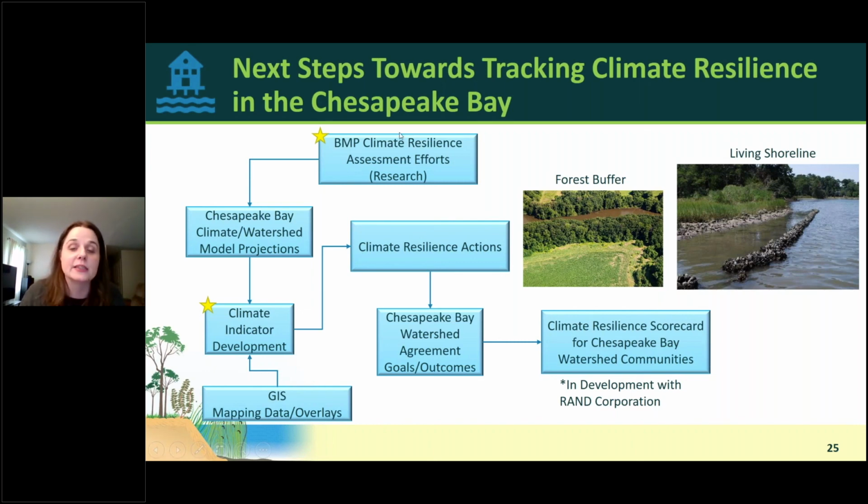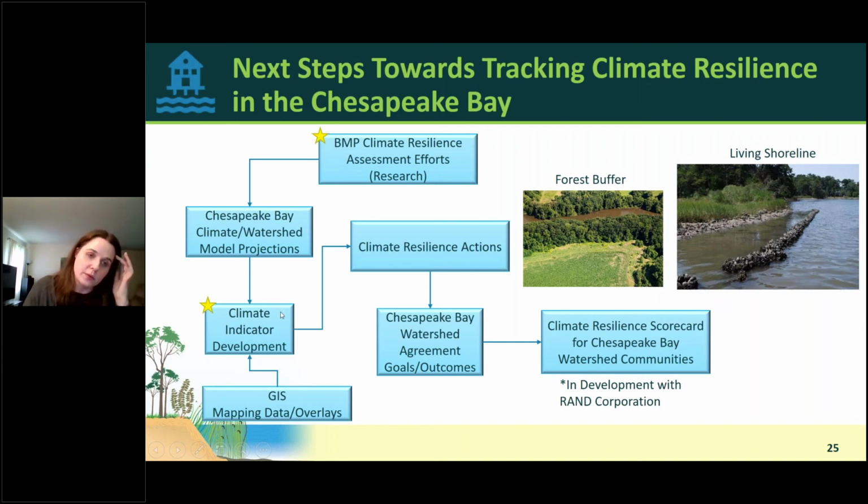Actually, two areas that the Chesapeake Bay Program's Climate Resilience Work Group is focusing on are BMP climate resilience assessment efforts. We have a lot of best management practices that we currently use to restore the Chesapeake Bay and try to reduce excess nutrients. We really don't know how they're going to perform under changing climate conditions. So we're trying to find ways to support research to answer those questions. And we also have the climate indicator development.